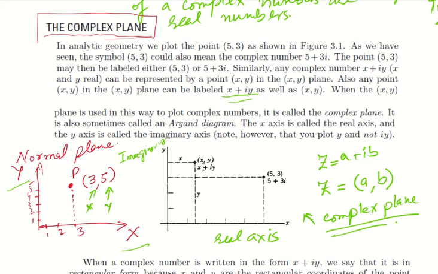So any number x plus iota y, as shown here, and any number like 5 plus 3 iota, for example, or the ordered pair 5, 3, is mentioned here. On the x-axis there are 5 points and on the y-axis there are 3 points. I hope you get what I wanted to say: any complex number can be shown as an ordered pair on a complex plane.